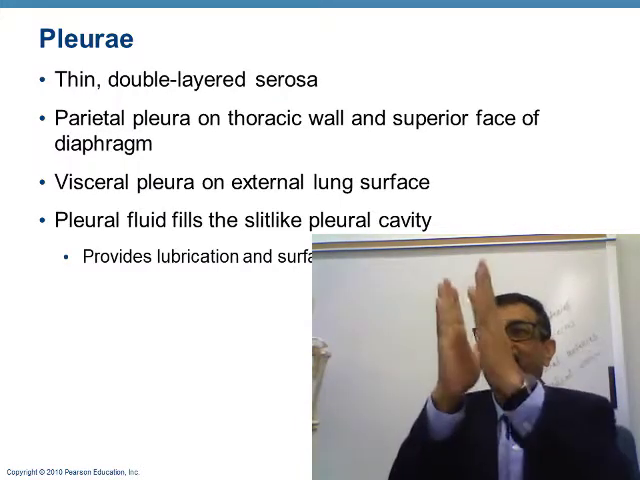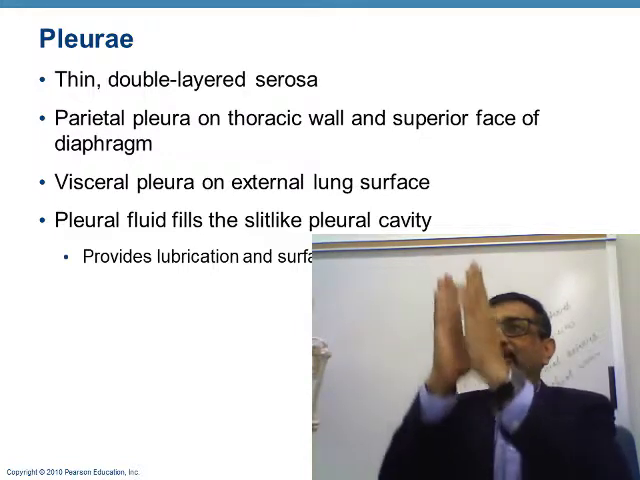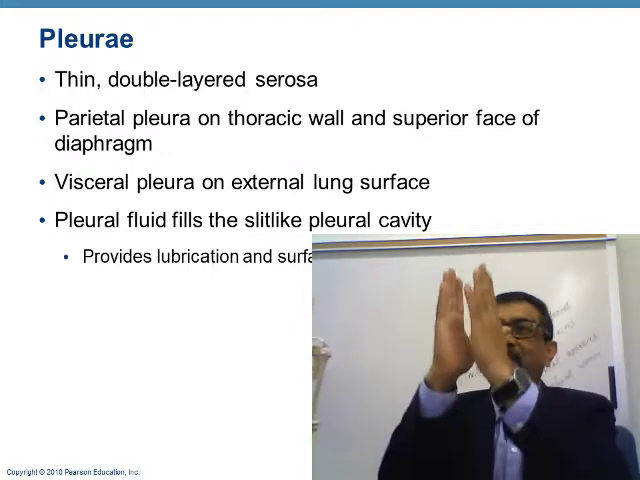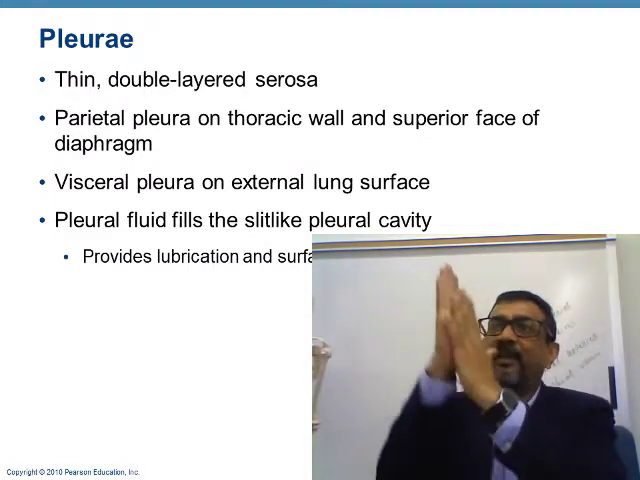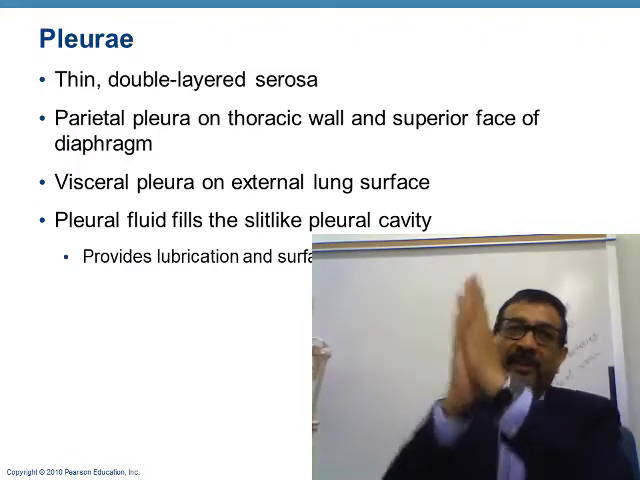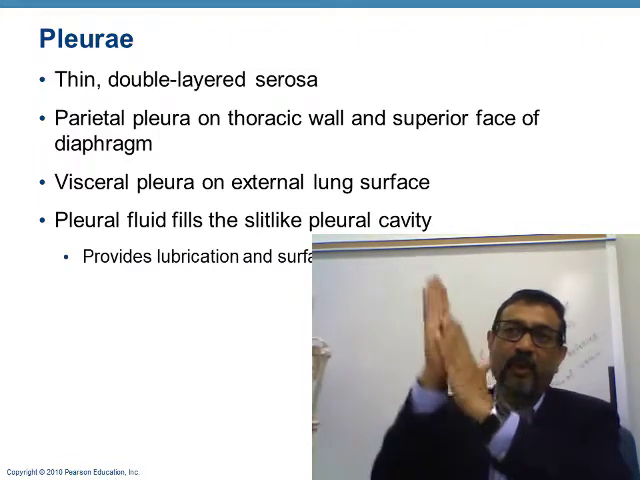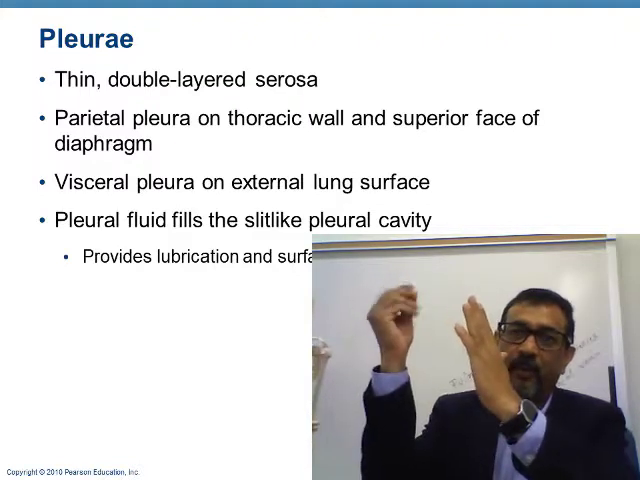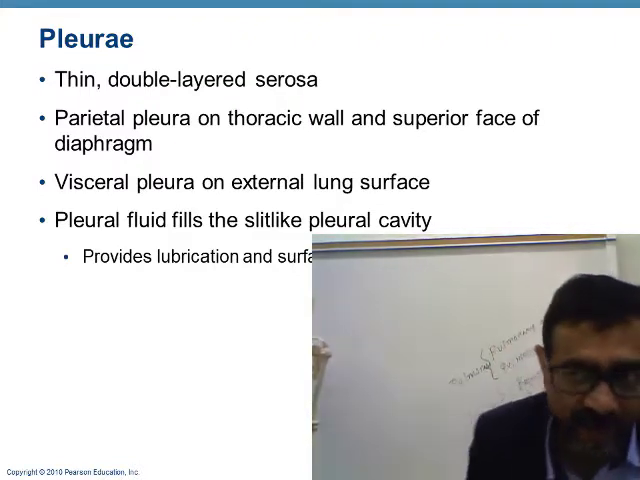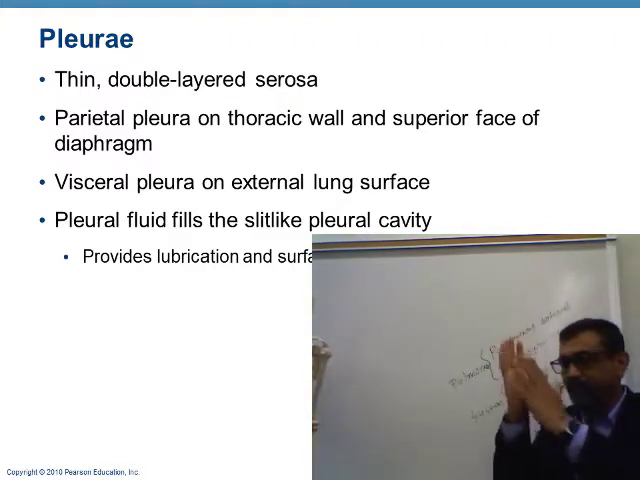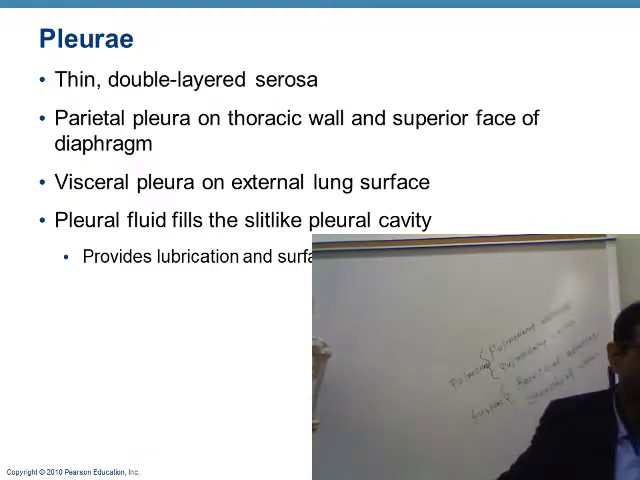These two layers move like this, and because of that fluid, they won't rub each other, friction won't occur, because that fluid is lubricating type fluid, and that prevents the friction between those two layers, like pericardium.